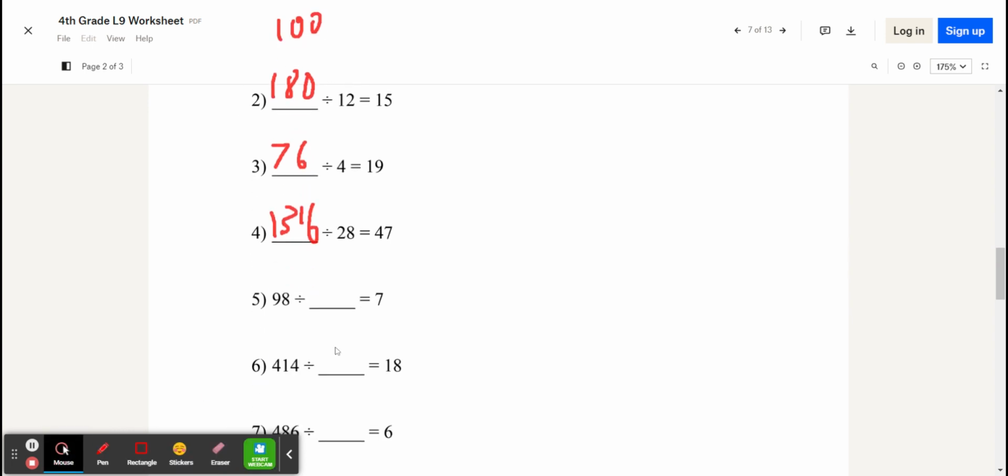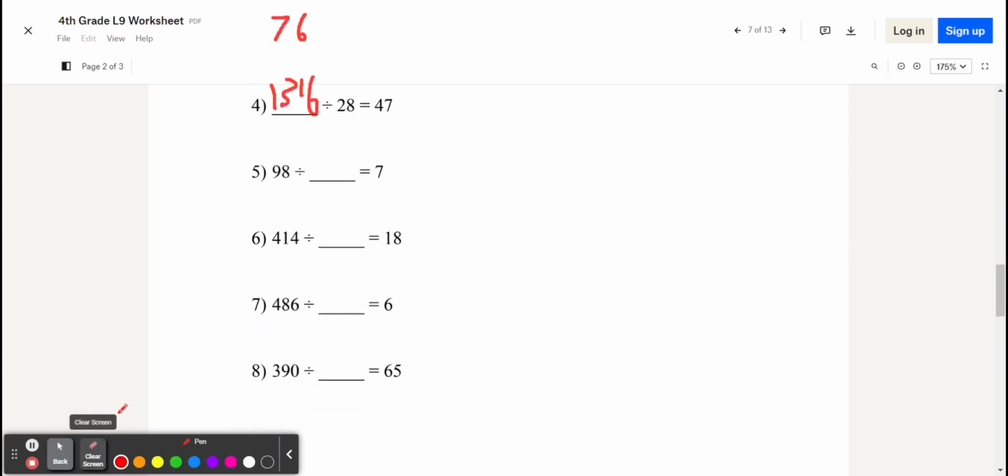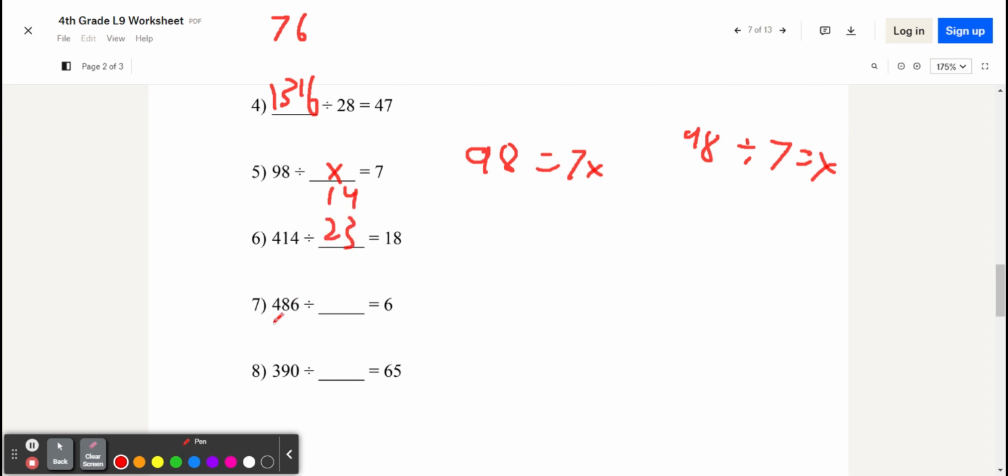And then for these next questions, we're not going to be multiplying. We can actually rearrange this equation. If we say this is some variable x, you can multiply both sides by x to get 98 equals 7x, and then divide both sides by 7 to get 98 divided by 7 equals x. So we're actually going to be dividing 98 divided by 7, which is 14. Here we're going to do 414 divided by 18, which is 23. 486 divided by 6 will be 81. And 390 divided by 65 is 6.